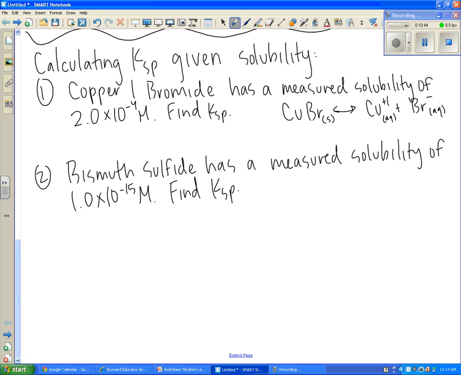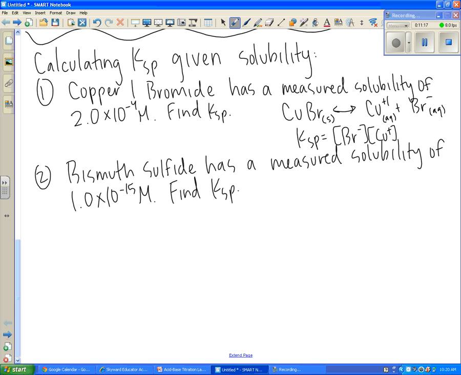So we're going to see if we can figure out, at that point, what the concentrations of these would be. And that's what we'll use to calculate Ksp. Ksp will be equal to the concentration of the bromide ion raised to the first times the concentration of the copper ion raised to the first. So if we can figure out what the concentration of each of these is when we've dissolved 2.0 times 10 to the minus 4th moles in 1 liter, we can calculate Ksp.